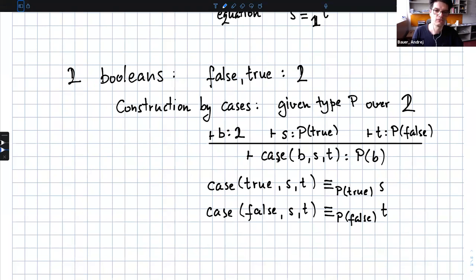It says, consider the case, this is if B then S else T. So I could write this as if B then S else T. And there would be nothing wrong with that. If B then S else T, okay?